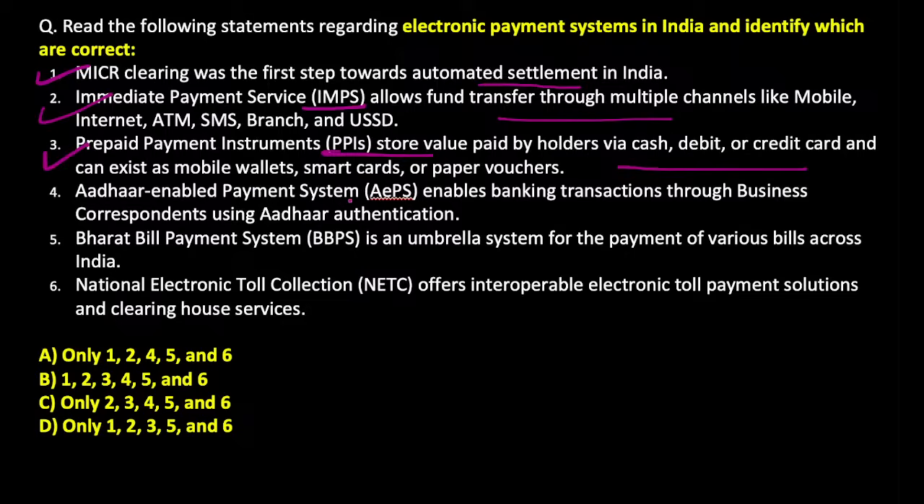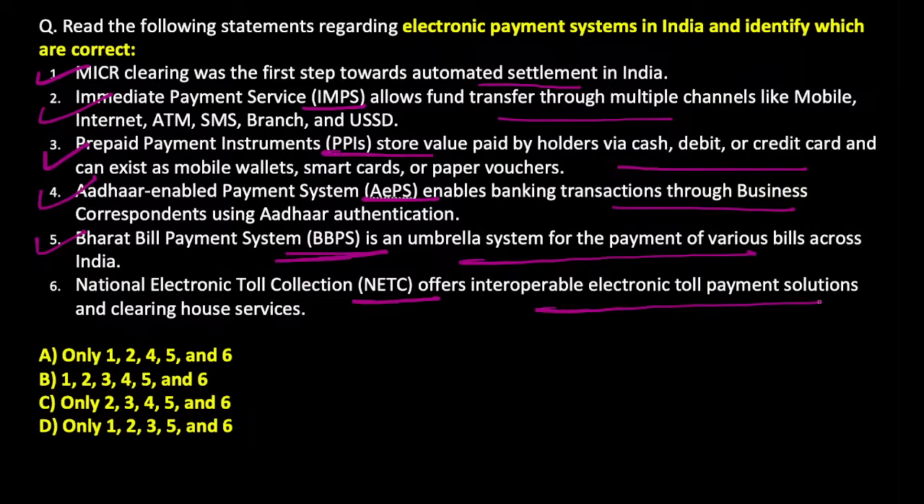True. AePS enables banking transactions through a business correspondent using Aadhaar authentication. BBPS, Bharat Bill Payment System, is an umbrella institution or system for the payment of various bills across India. This is also true. NETC is the toll collection one, the National Electronic Toll Collection, offering interoperable electronic toll payment systems. So all are correct, which means option B will be the right answer for this particular one.